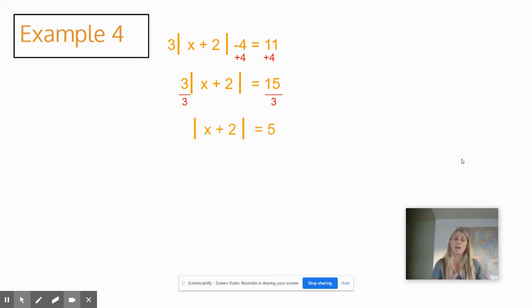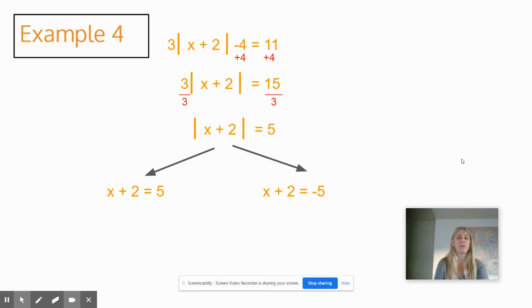Now we've isolated our absolute value. We have a plain number on the other side, and it is positive, so we know we're going to have 2 answers. So we're going to go ahead and set up our 2 options. X plus 2 is equal to 5, and x plus 2 is equal to negative 5. Once again, it's because what we want inside our absolute value: if it's 5, the absolute value of 5 is 5, or if what's inside is negative 5, the absolute value of negative 5 is 5.